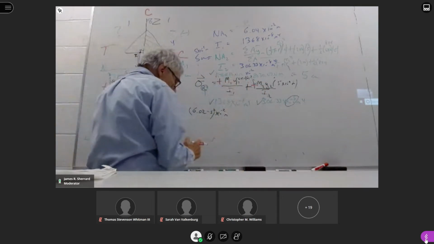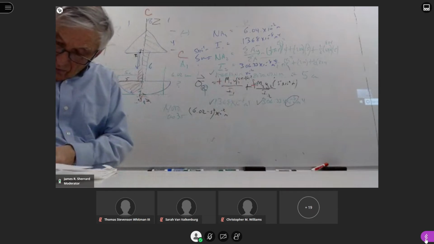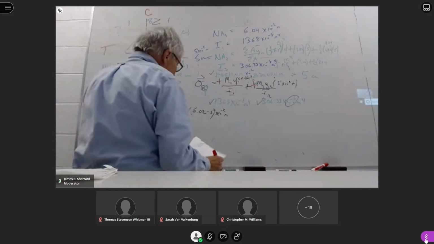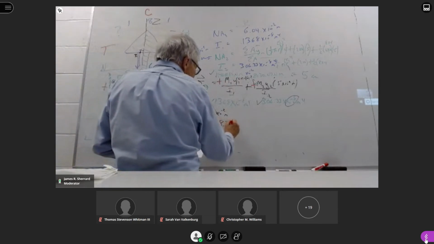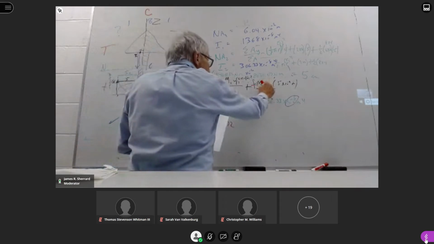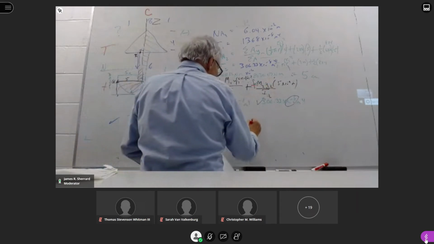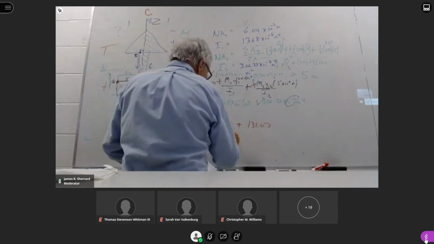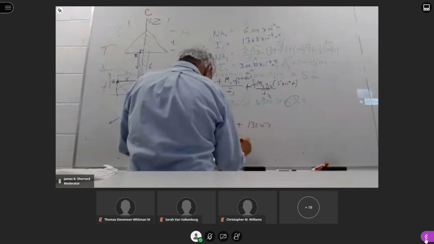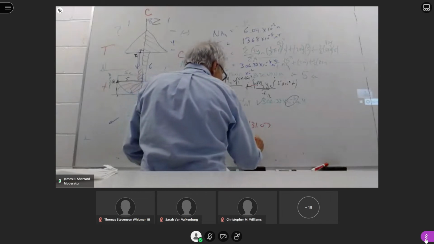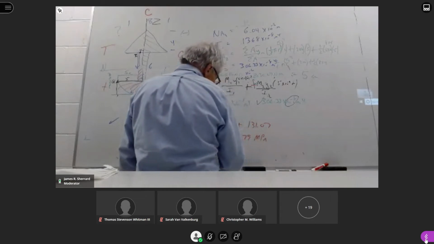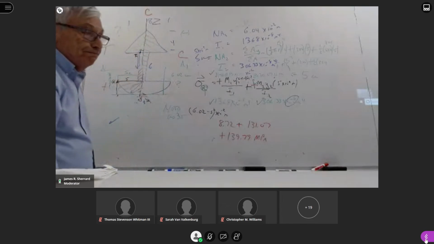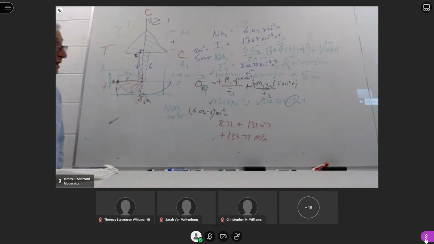So for this value, I got 8.72. For this value, I got plus 131.07. So I had the total be 139.79 megapascals, and the sign was plus. And we could find it anywhere.